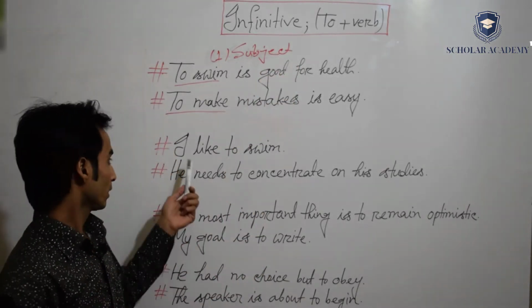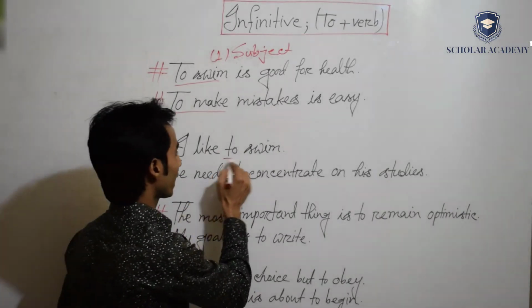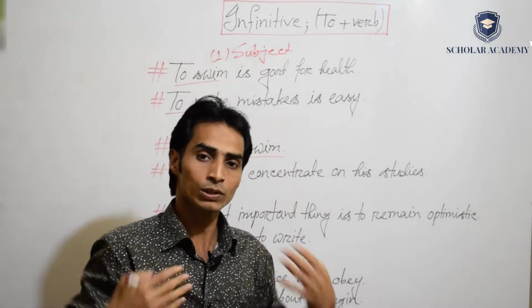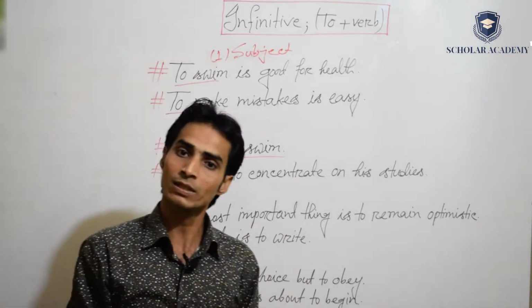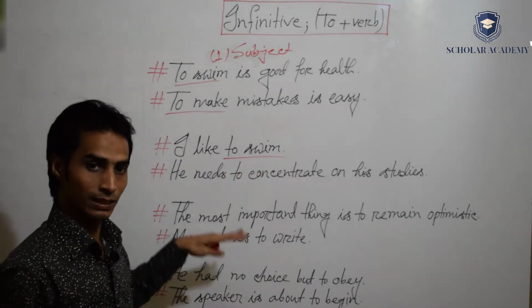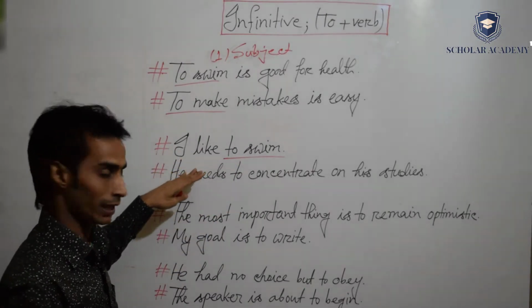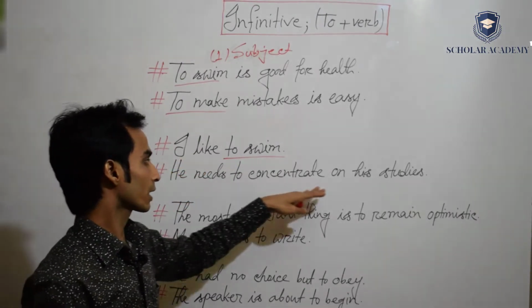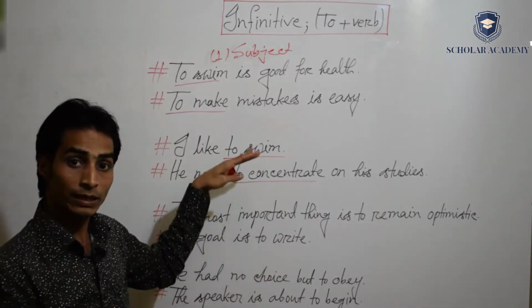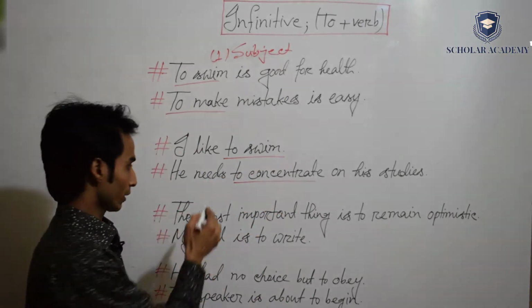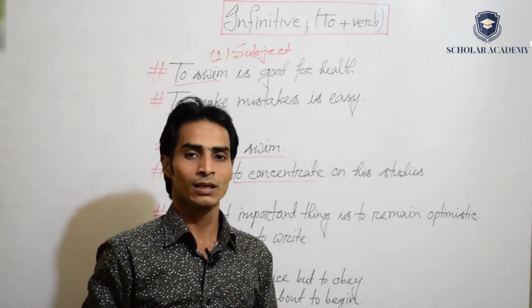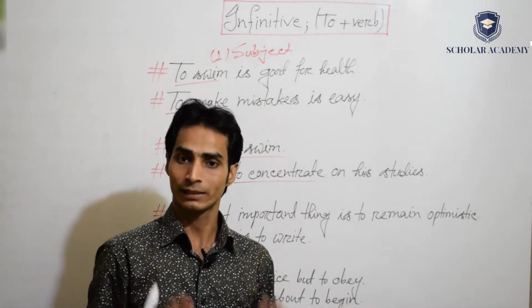The number two way is: I like to swim. Here to swim is the direct object of the verb like, because to swim receives the action of the verb, and we know that the word or phrase that receives the action of a verb is called an object. Another example: he needs to concentrate on his studies. So here to concentrate is also a direct object of the verb needs.